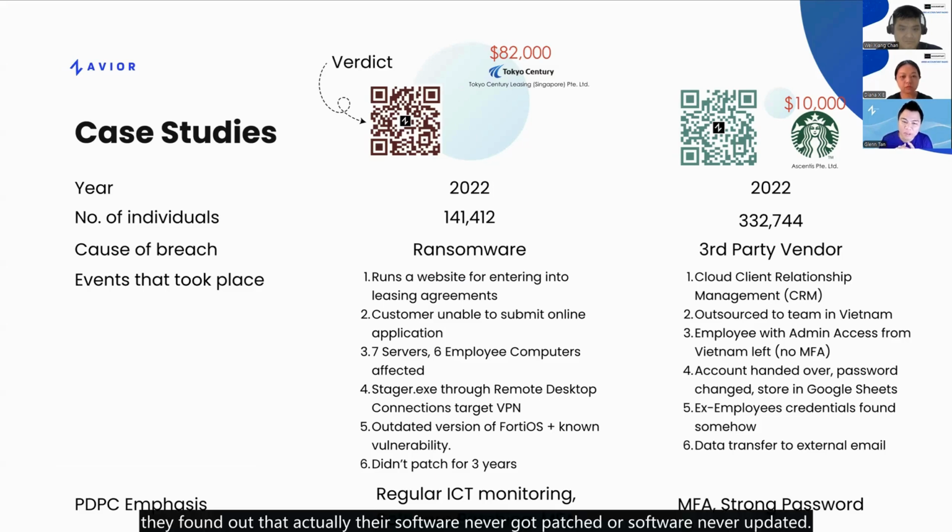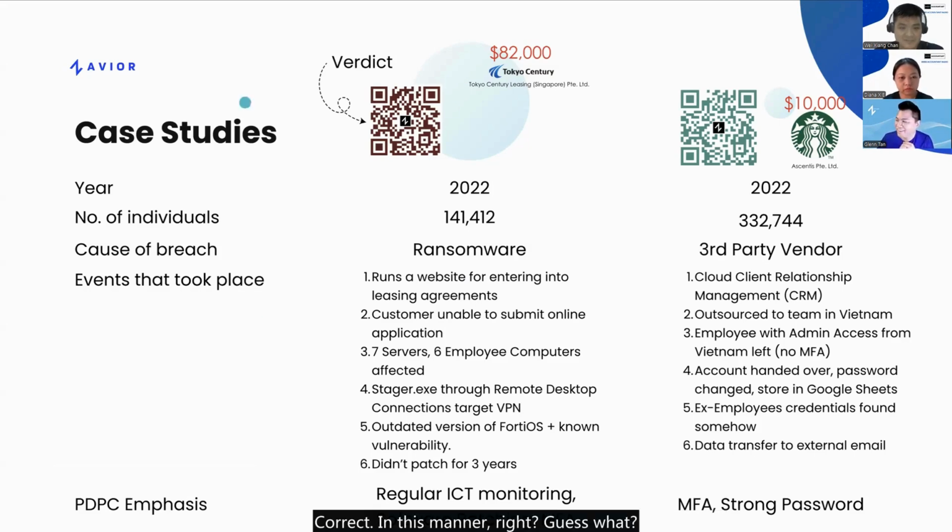Long story short, they found out that their software never got patched or updated. How many of you get pinged by your iPhone about whether to update or not, and then you reject? Some of you could still be stuck on iOS 15 or 14. They always take very long to update. Correct. In this case, guess what? The company didn't update their software. They bought an old software, like an ERP software, and for almost 3 years they never updated. That was one thing the verdict placed very strong emphasis on.